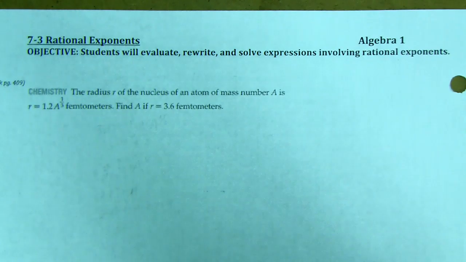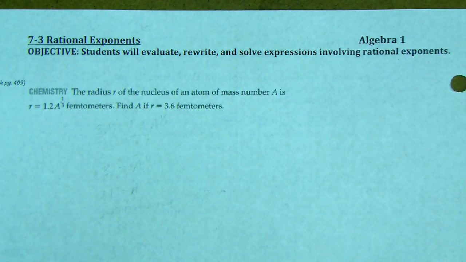Here's one a little bit different. Our variable is not our exponent in this one. So I wanted to do one more like this. It says the radius of the nucleus of an atom has mass number A is R equals 1.2 A to the 1/3 femtometers, fun word. Find A if R is 3.6 femtometers.